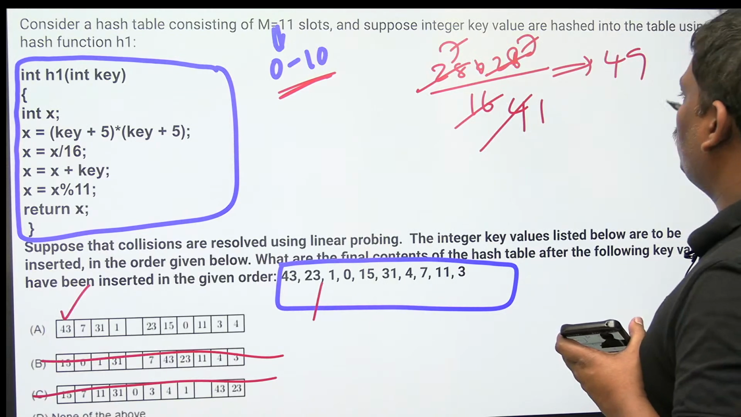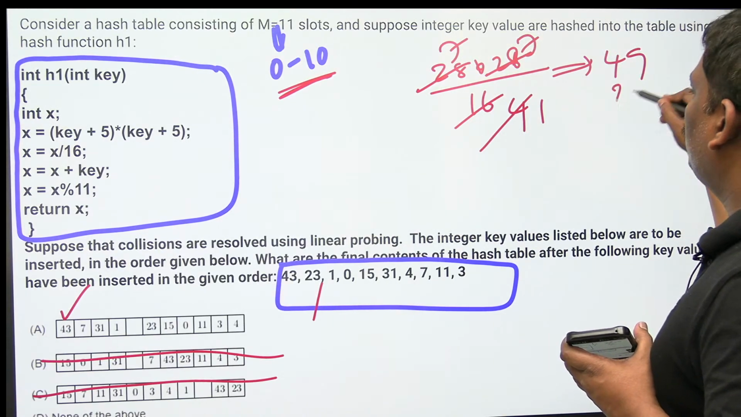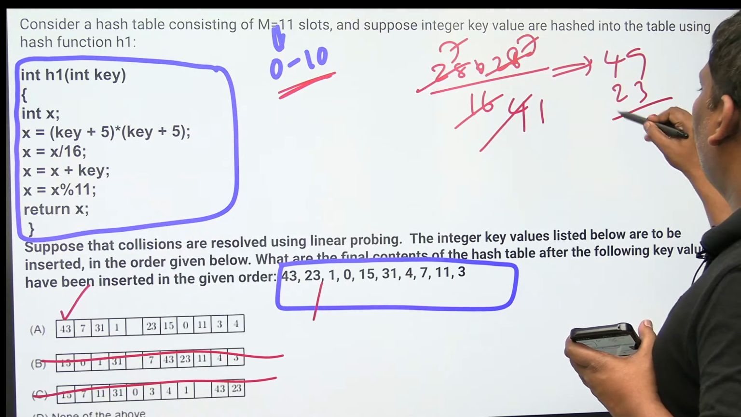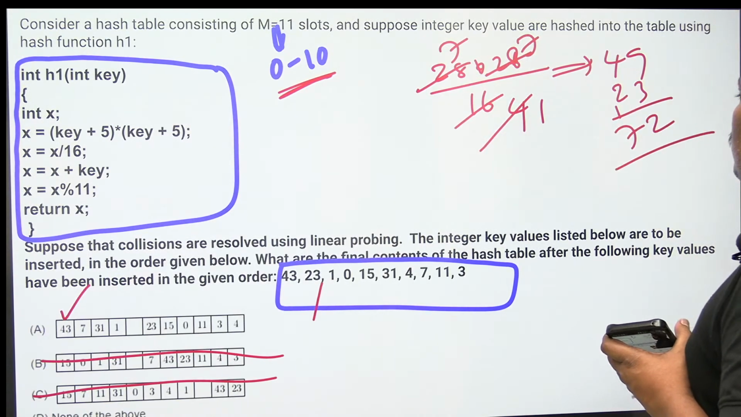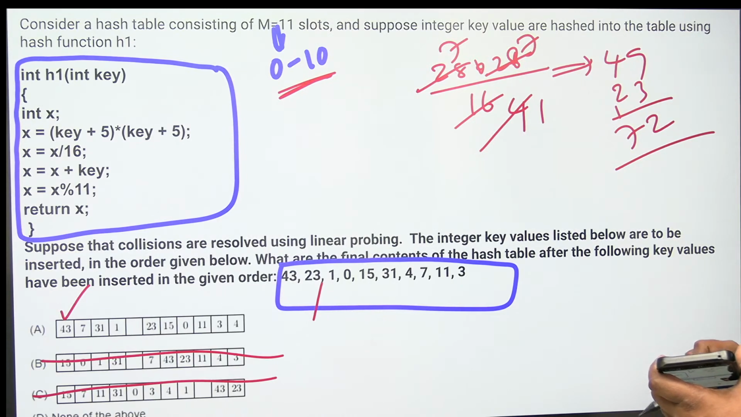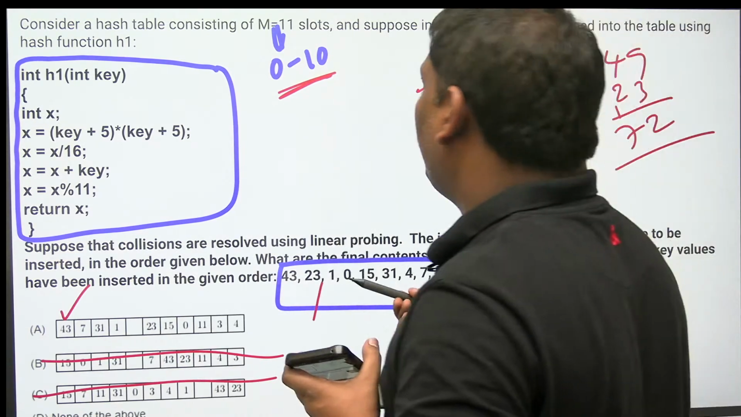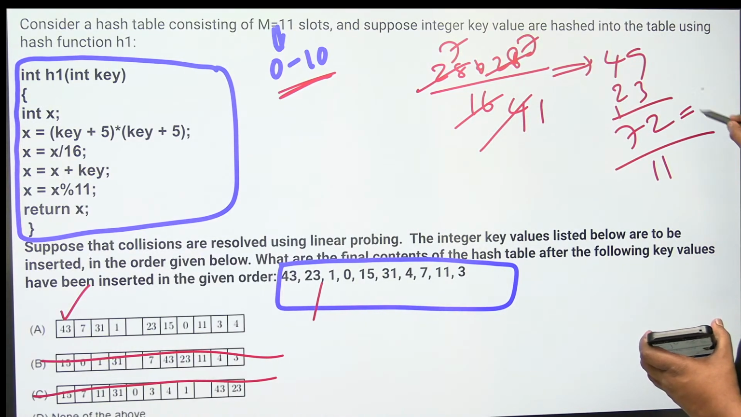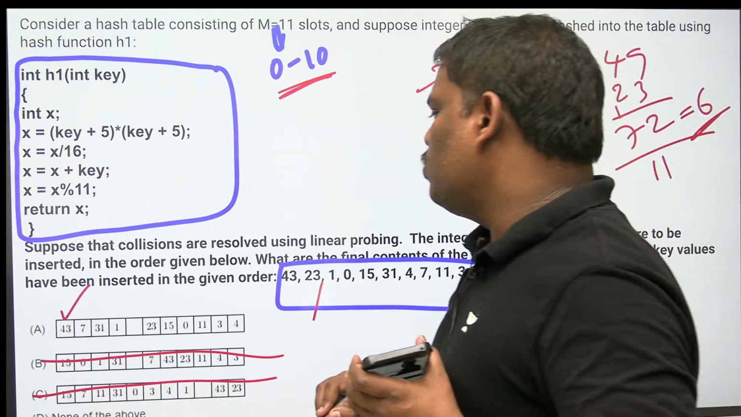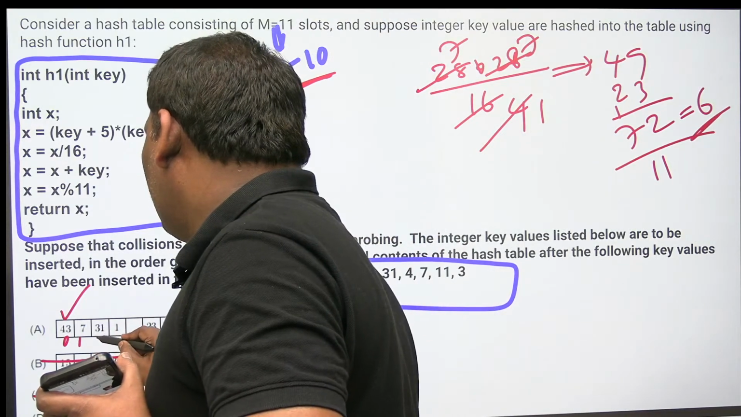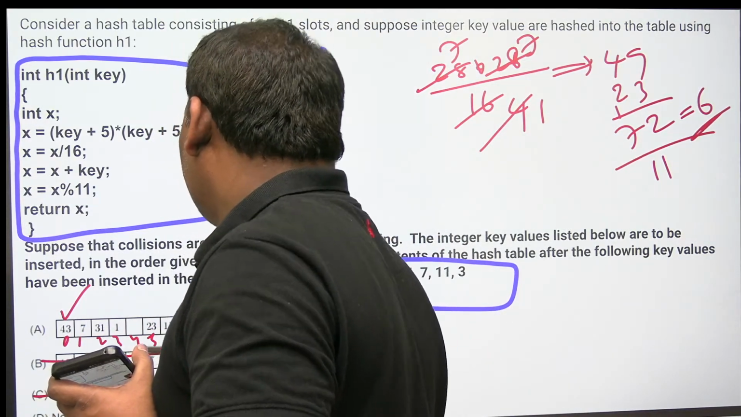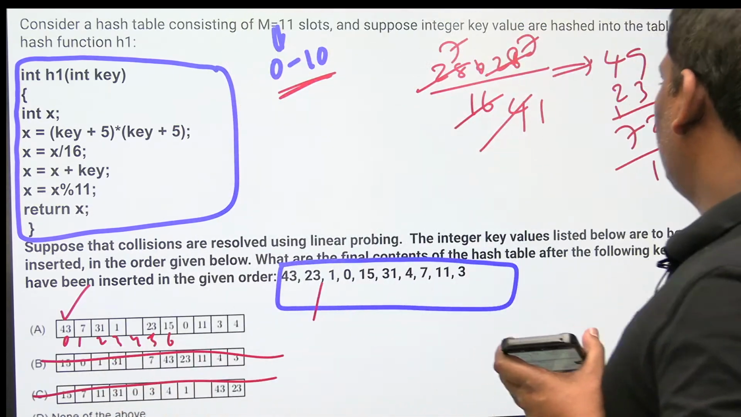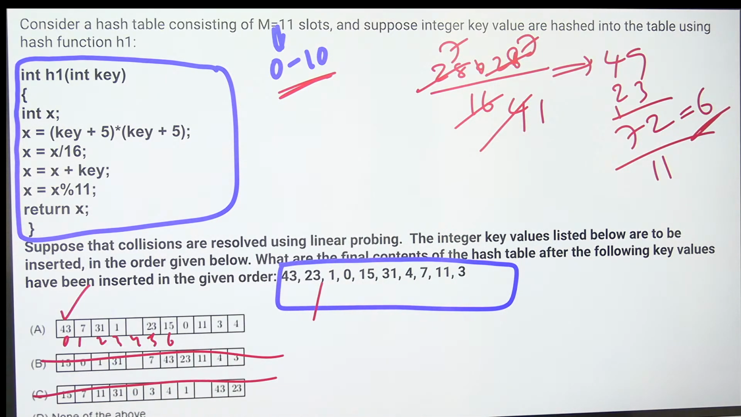Afterwards, key plus x. X is 49. Key is 23, which is going to be 72. Check. 50 plus 20 is 70, so 72. Afterwards, 72 modulo 11. What is the answer? 11 6s 66. One more 6 remainder. In my opinion 23 will go to the 6th slot. Let's check. 0 1 2 3 4 5 6. 11 6s 66, remaining is going to be 6 remainder.